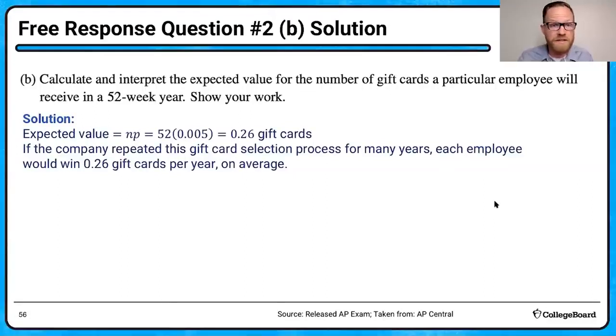And here is the interpretation. If the company repeated this gift card selection process for many years, each employee would win 0.26 gift cards per year on average. Now let's make sure that we hit everything on the rubric.